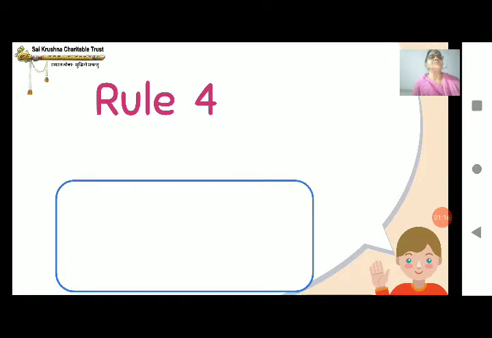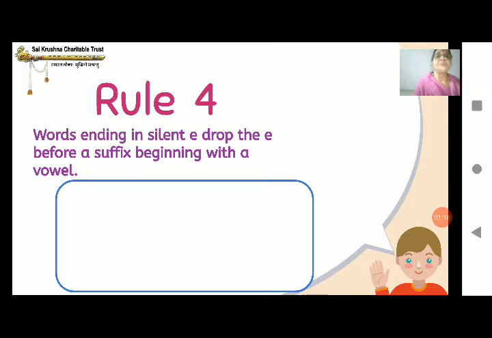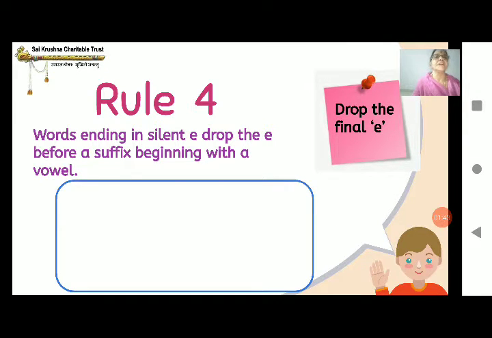Rule 4. What does Rule 4 say? Words ending in silent E, drop the E before a suffix beginning with a vowel. So, the E has to be silent and the E is dropped before a suffix which begins with a vowel. You will understand with the examples. Look at the examples and then things will be clear to you. What is the actual code here? Drop the final E.